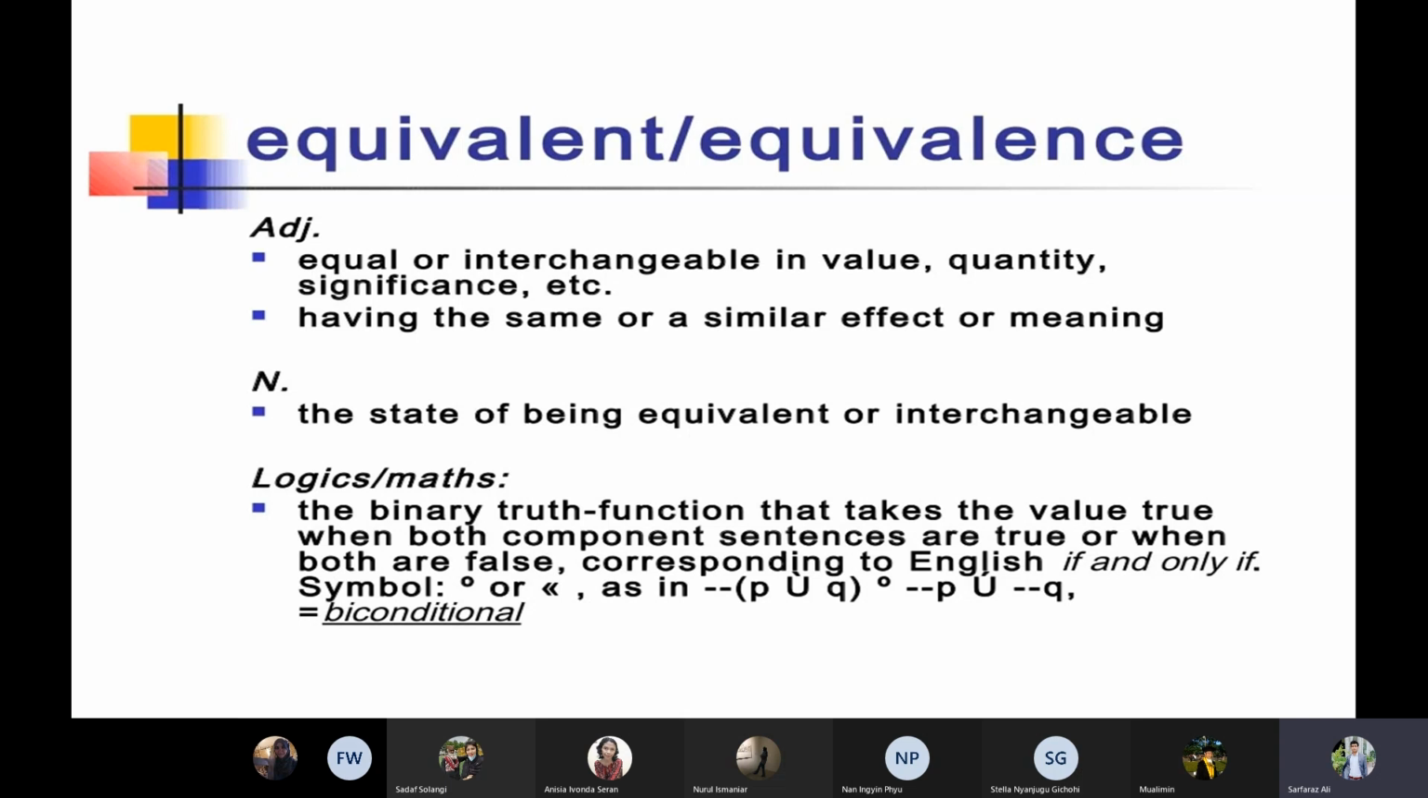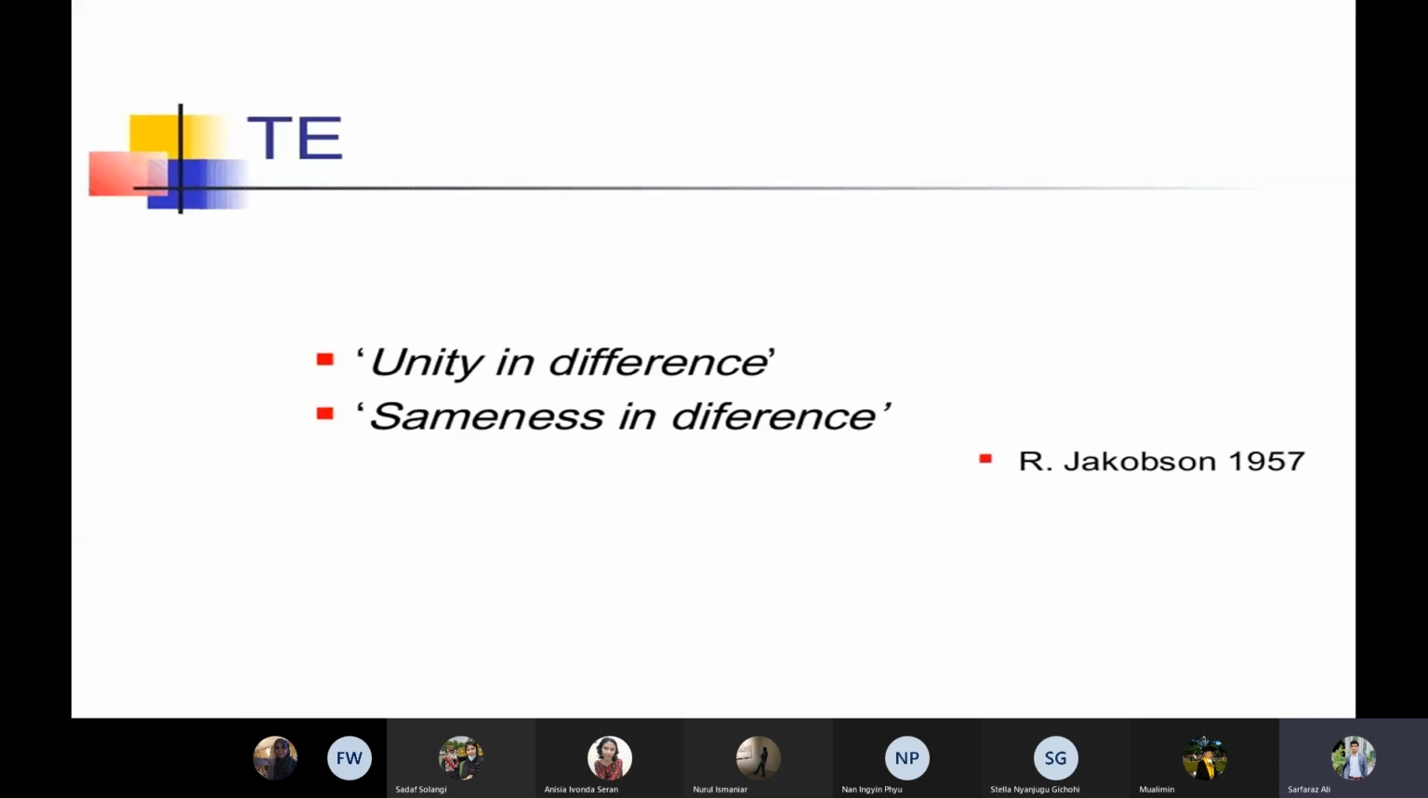In logic or in mathematics, it certainly has a different meaning. In the sense of mathematics, it defines a binary truth function that takes the value of true when both the component sentences are true. This is just a mathematical concept, so it is not compulsory to know about it, but the direct meaning is that it is the state of being equivalent or interchangeable.